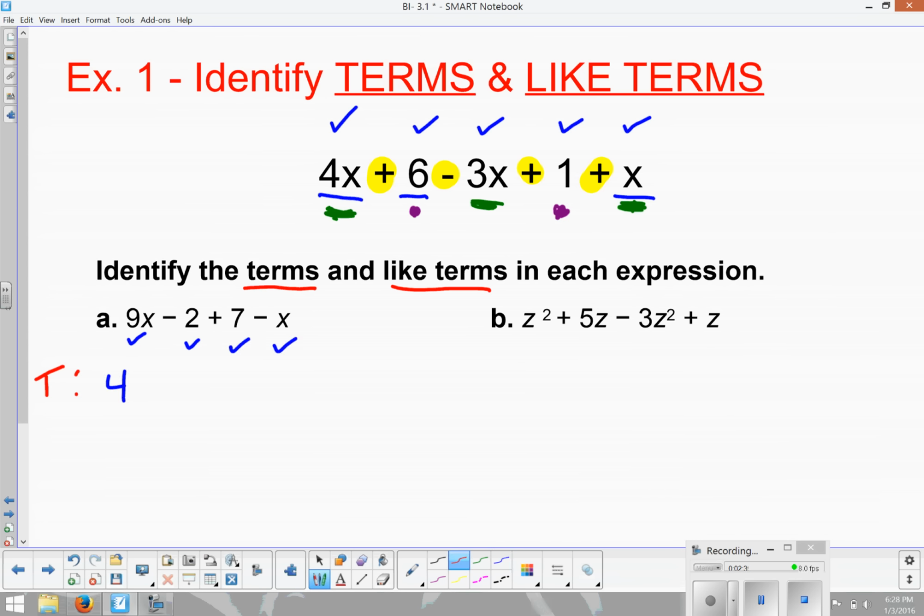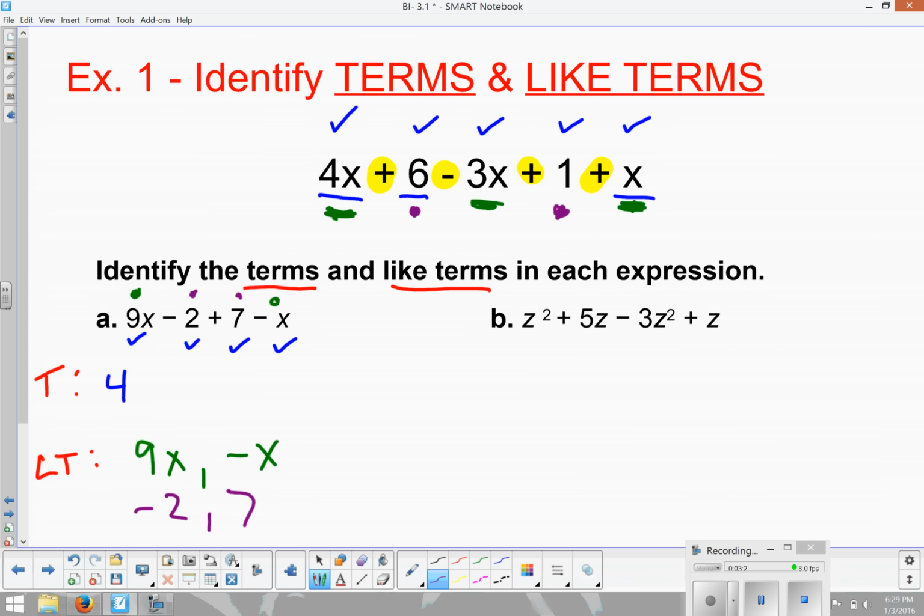Now the like terms, I'll put LT, are going to be which ones? I'll go ahead and circle them, or put a dot on them. 9x is a like term with negative x. Why? Because they both share the same variable of x. So I'll put 9x and negative x. The other ones aren't like terms with 9x and negative x because they don't have an x. They belong to a number family. So we'll use another color. Negative 2 and 7 belong to another like term family. As you can see, these are all numbers, constants, and these are variable x's.